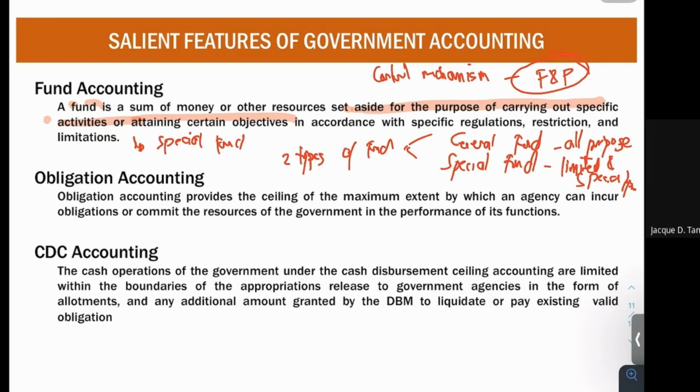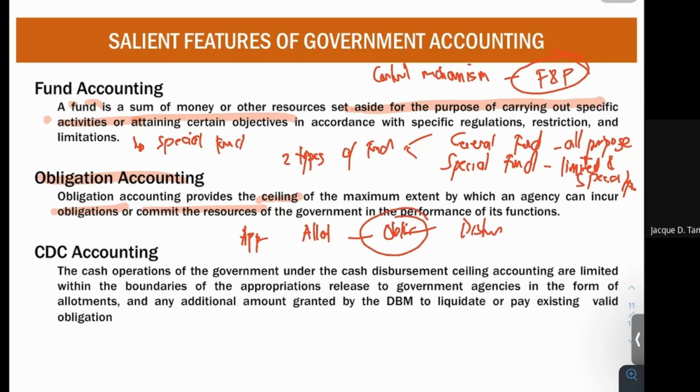Another control is obligation accounting. And what is obligation accounting? Obligation accounting provides the ceiling of the maximum extent by which an agency can incur obligations or commit the resources of the government in the performance of its function. So you already know the process: from appropriation to allotment to obligation to disbursement.